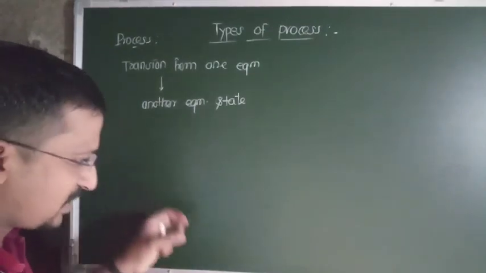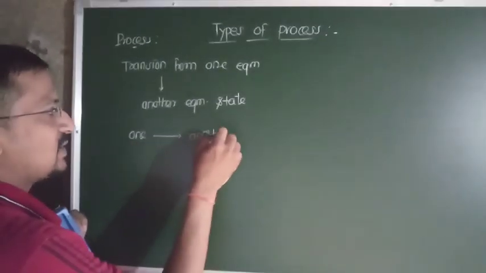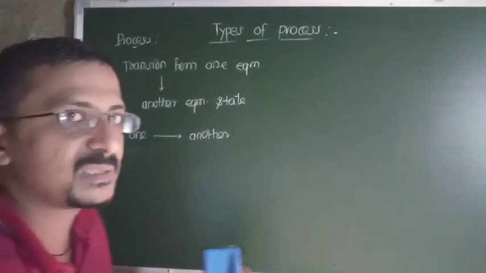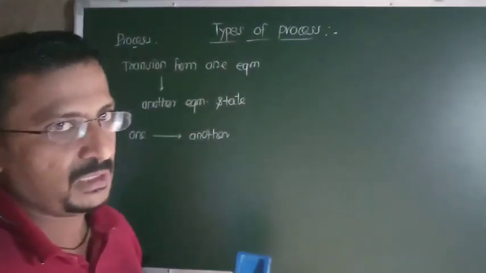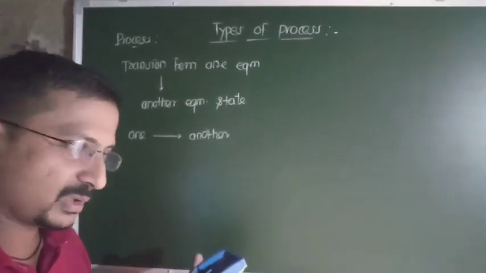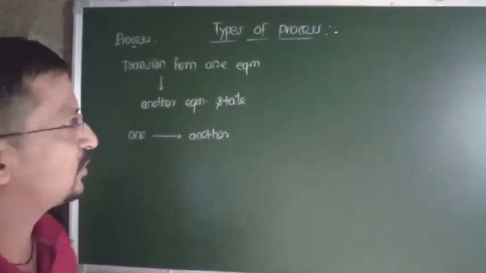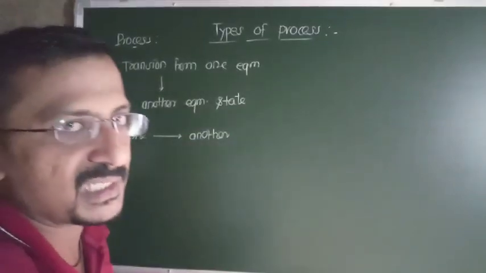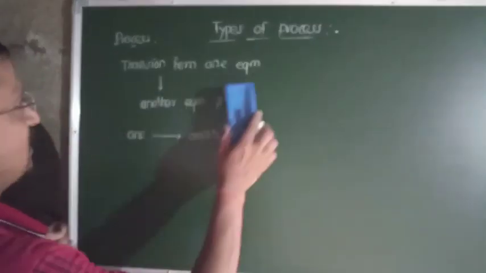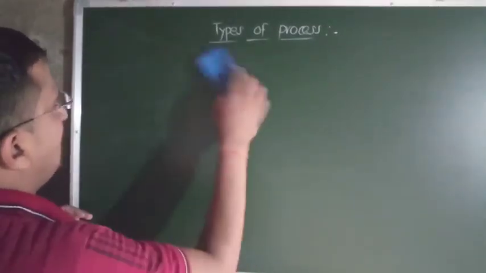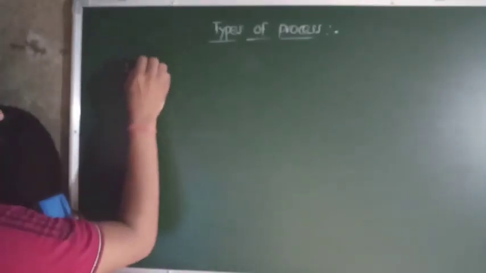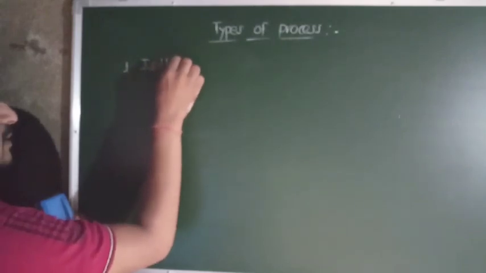Now, the system can be transferred from one state to another state by various methods or various ways. So what are the ways by means of which one can carry out changes in the system from initial to final? Depending upon that, processes are classified into 4 classes, and these are the types of process. The first one we are going to study is the isothermal process.